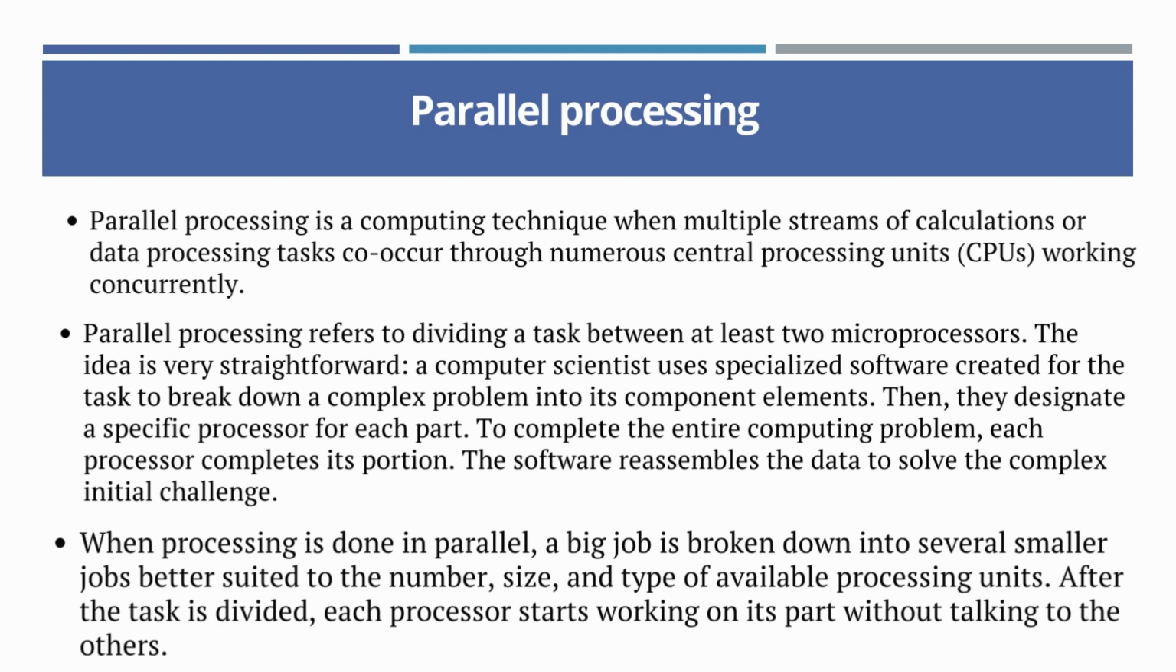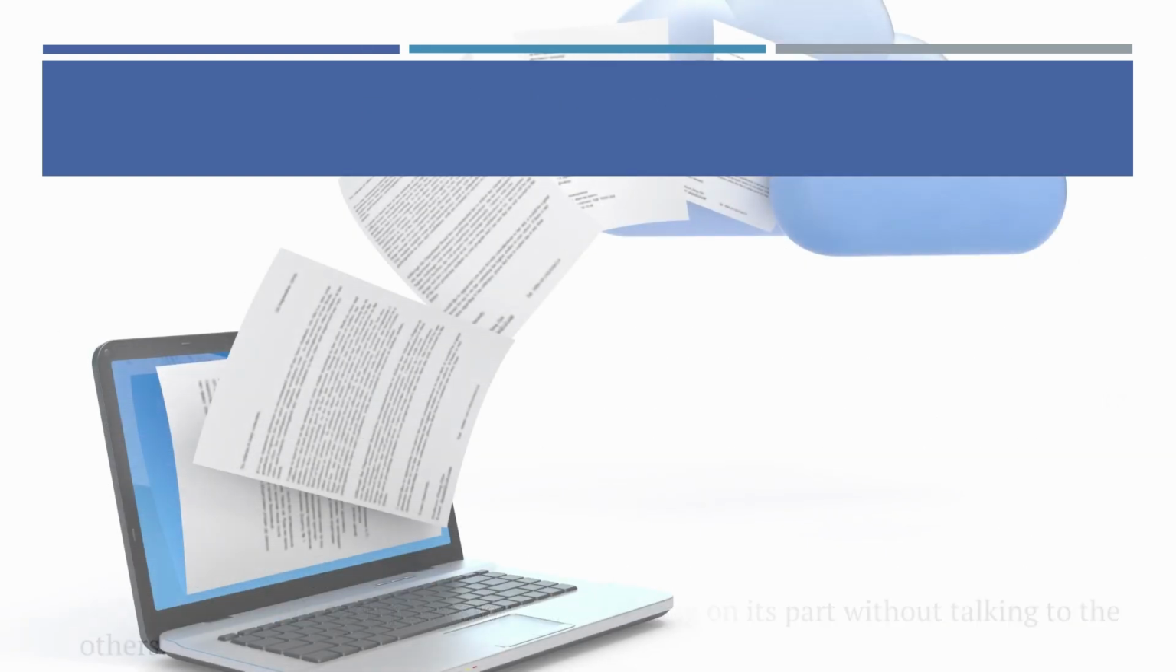When the processing is being done in parallel, a big job is broken down into several smaller jobs better suited to the number, size, and type of available processing units. After the task is divided, each processor starts working on its part without talking to the others.